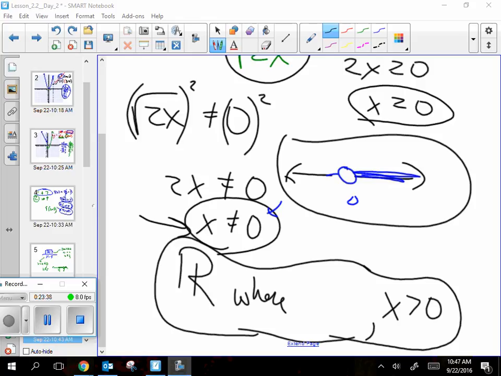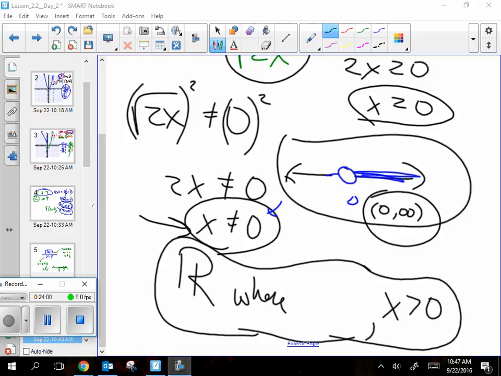Now, if they said you must put it in interval notation, then you'd have to write it. But I still would say make the number line and then just interpret it and go, okay, so let me think. That goes from 0 to infinity. Do I want brackets or parentheses? What do you think? Parentheses. So yeah, this would be interval notation for it. But it still starts with a number line.